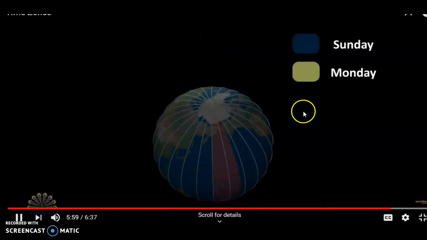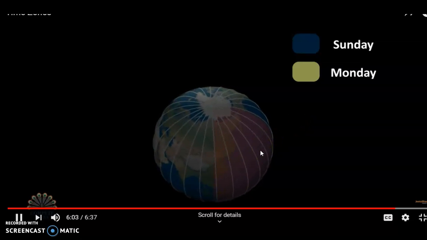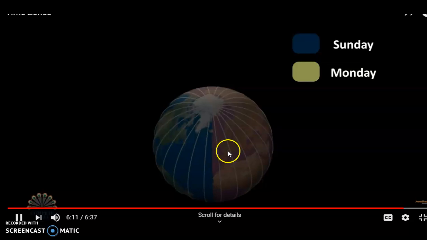Let us assume the new day on the tiny slice is Monday. As each hour passes, Monday gets larger and Sunday gets smaller. Here is the Sunday part, and here is the Monday part. They start and end at various places on the map.